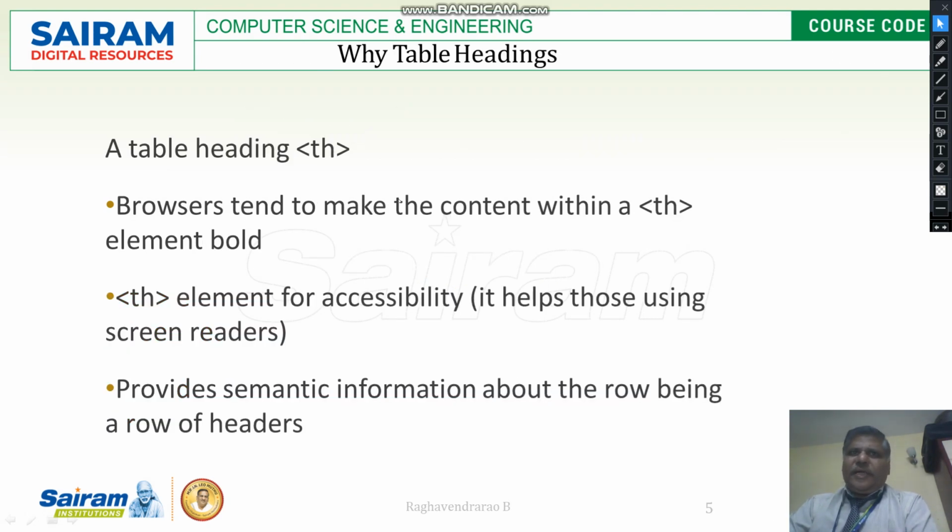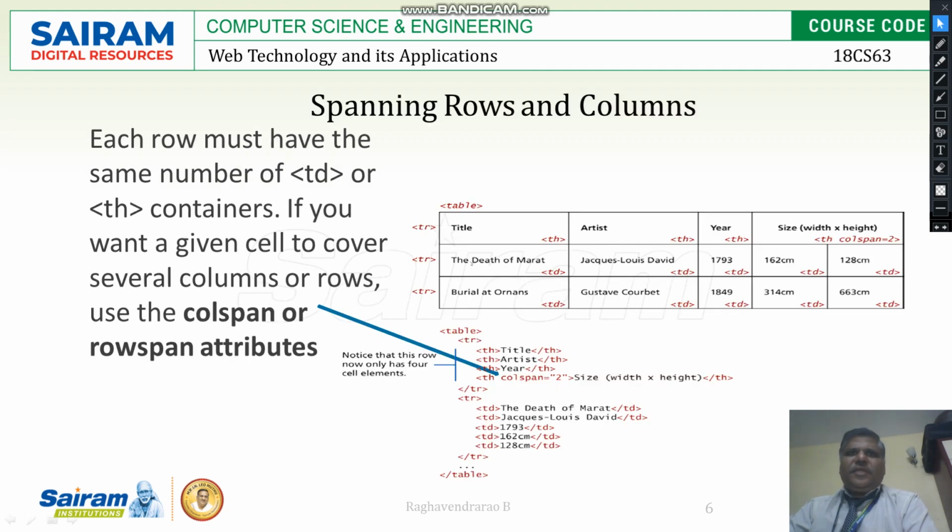Now th is the header tag, and it is going to be written in bold format. Then there are row span and column span. These are two more important concepts of the tags present in a table. So you can see here there is a th.